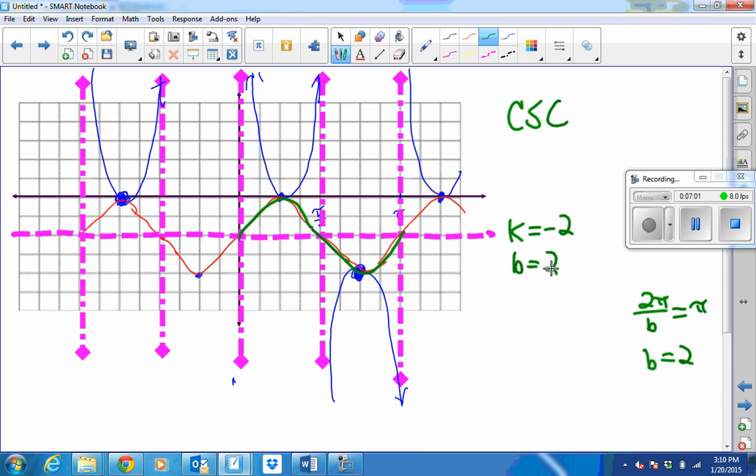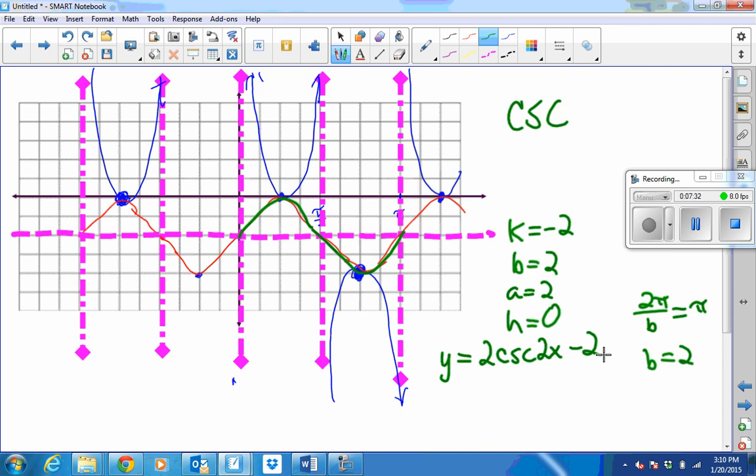Now the next thing we're going to look at is our a, and our a is going to be exactly the same as it would be for our sine function. If we look at the amplitude of the sine function related to this cosecant function, it's 2. And then our phase shift in this happens to be 0. We haven't shifted it at all. So our final function for this is going to be y equals 2 times cosecant of 2x minus 2.